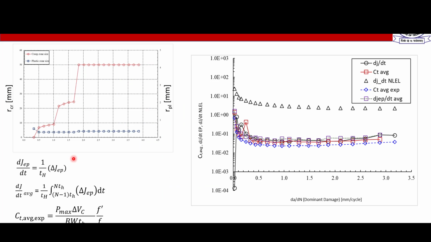Okay, and then we have plotted the creep zones.